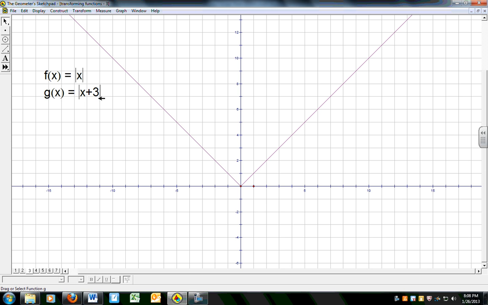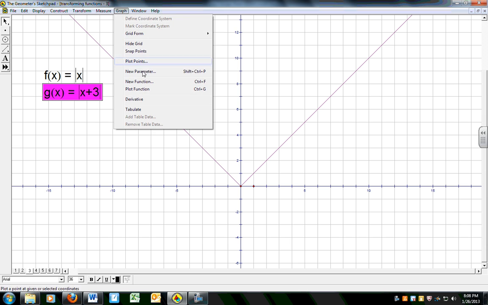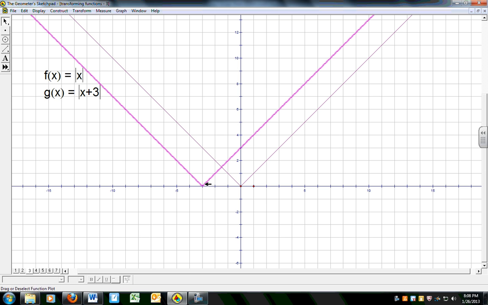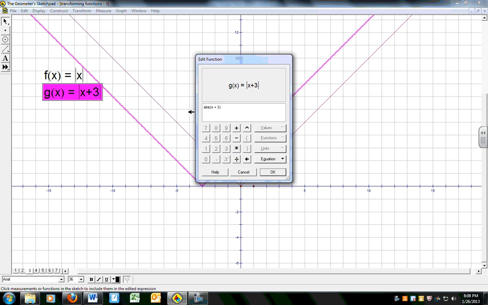The absolute value of x plus 3 as a quantity. So I'm going to plot this function and see what it does. Well, look at that. It moved left 3 units. So when x is negative 3, I get 0 for y. When x is 0, now I get 3 for y. Whereas before, when x was 0, I got 0, and when x was 3, I got 3. So adding 3 does a left shift by 3.